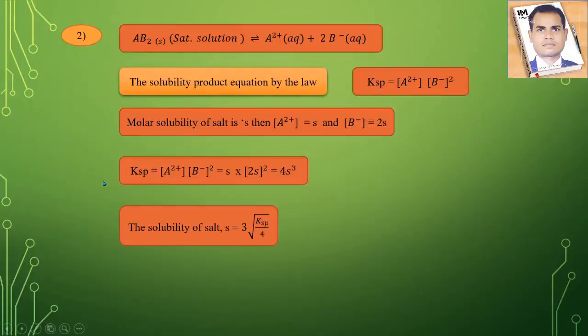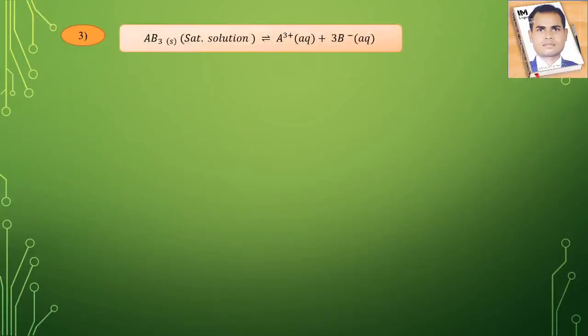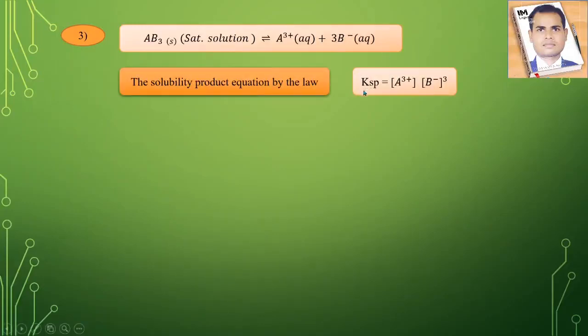Now we have to see the third type of salt. It will be AB3, or you can consider A3B also. You will see the dissociation for the AB3 molecules: A3 plus in aqueous form plus 3B minus, again in aqueous form. And the solubility product equation by the law: KSP equals in bracket A3 plus into in bracket B minus whole cube.